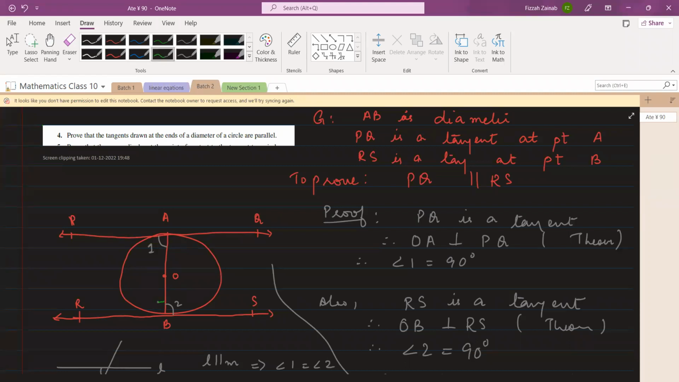See, this question can also be proved in another way. If you take this angle, the left one only, ultimately angle 3 is also 90 degrees, from the theorem. So you can also use the co-interior angle theorem: if two lines are parallel, the co-interior angles are supplementary. Remember? So here we can also use the converse of that theorem. Now because angle 1 plus angle 3 comes out to be 180 degrees, therefore the lines are parallel. That also you can do.